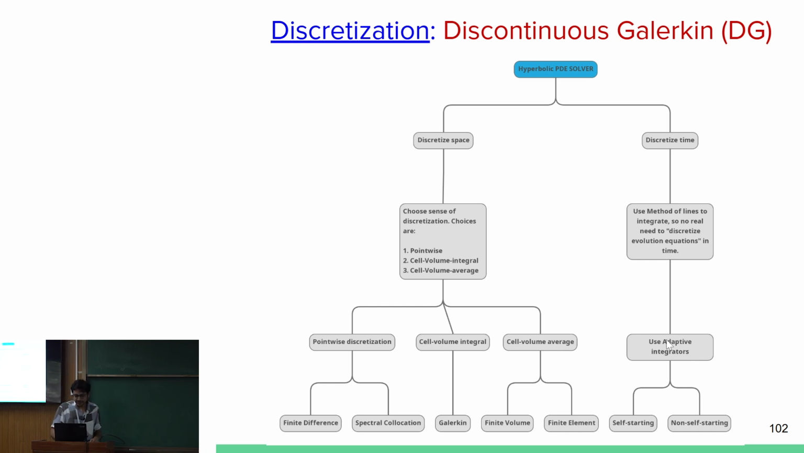Okay. So this branch is well taken care of. I mean, the standard adaptive integrators, and this is actually a simpler thing to consider, which I won't go into the details of. What I want to talk about is how to discretize space.